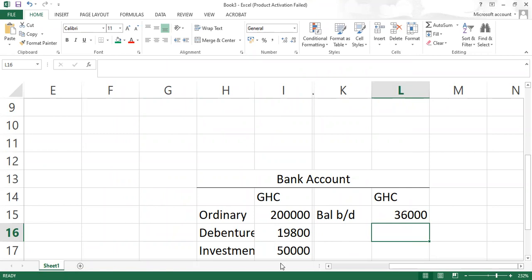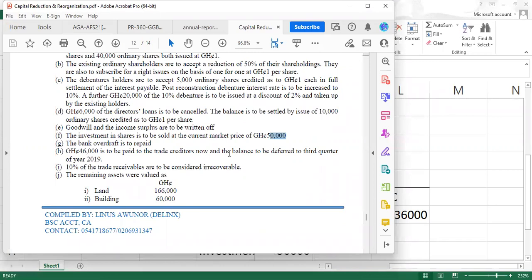So we have repaid the bank overdraft already. You don't have to write it off. You are not going to write it off. You are going to repay it. So you put it in the bank accounts.